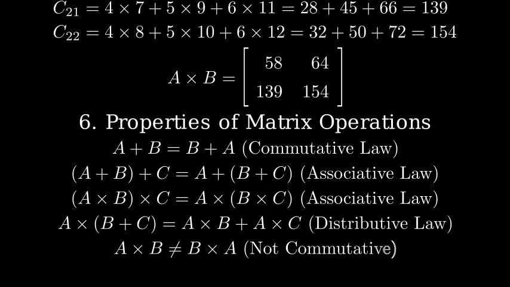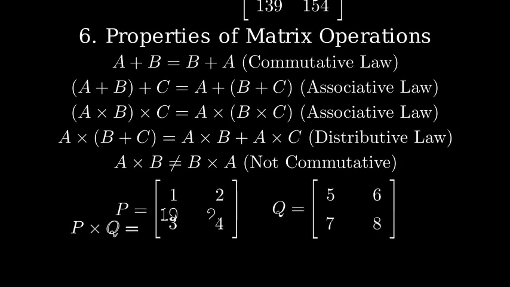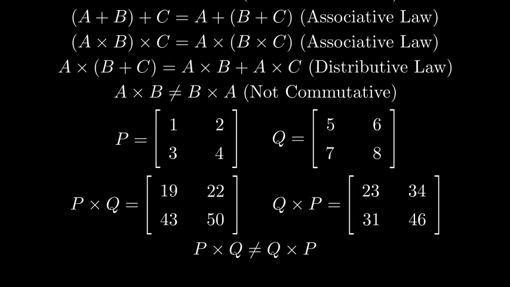However, matrix multiplication is generally not commutative. A times B is not equal to B times A in most cases.